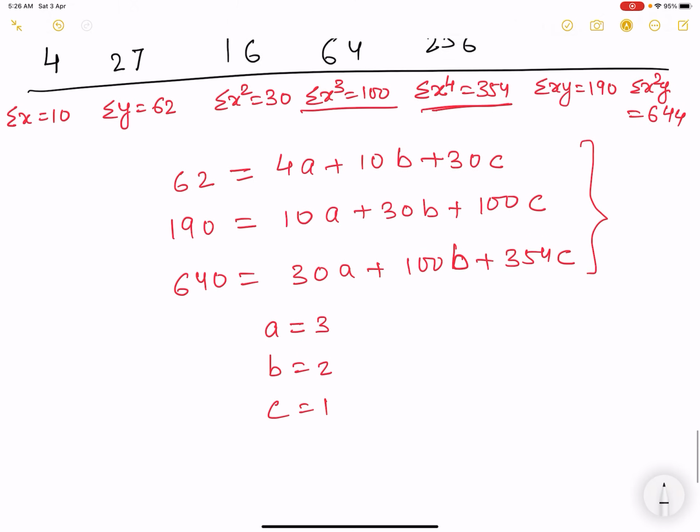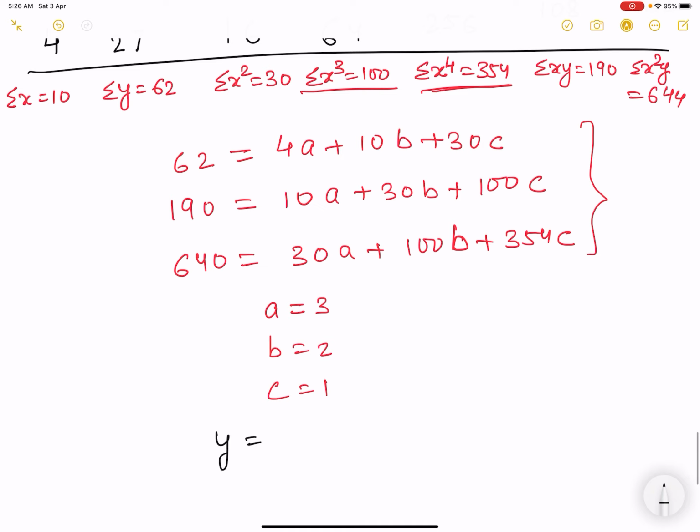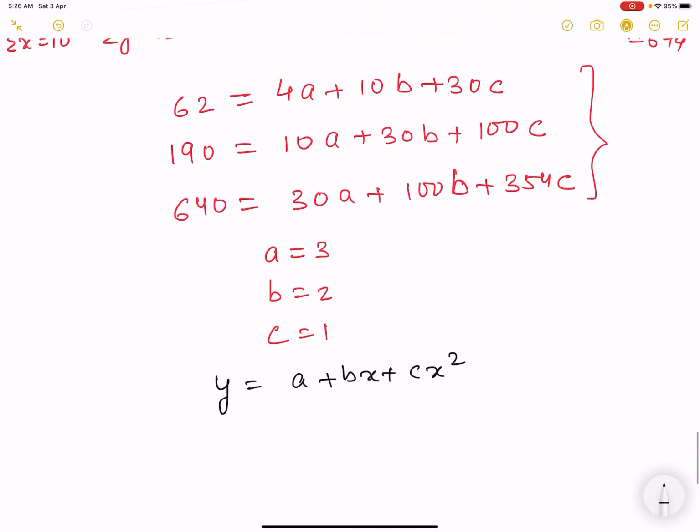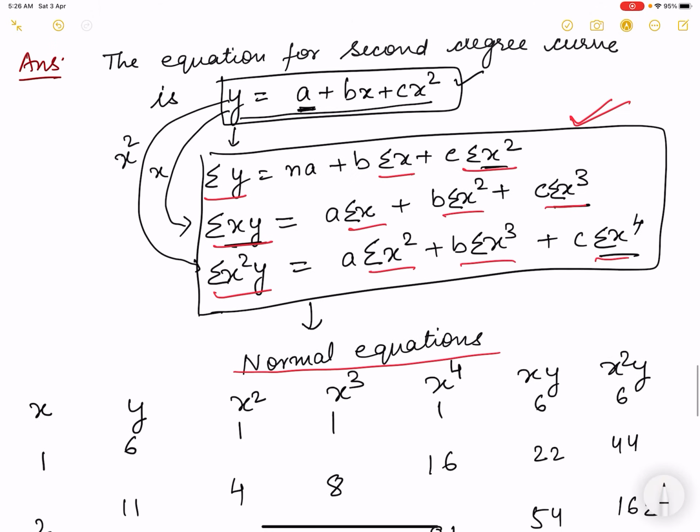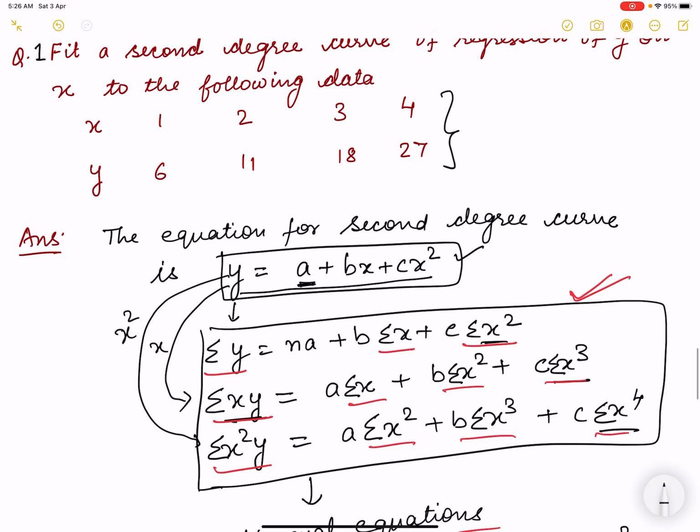Okay, so let us put the values in this curve, y is equal to a plus bx, and it is... so this is the second degree curve which we had fitted for this given data. So this is our best fit for the data given in the question. Now let us move to question number 2.